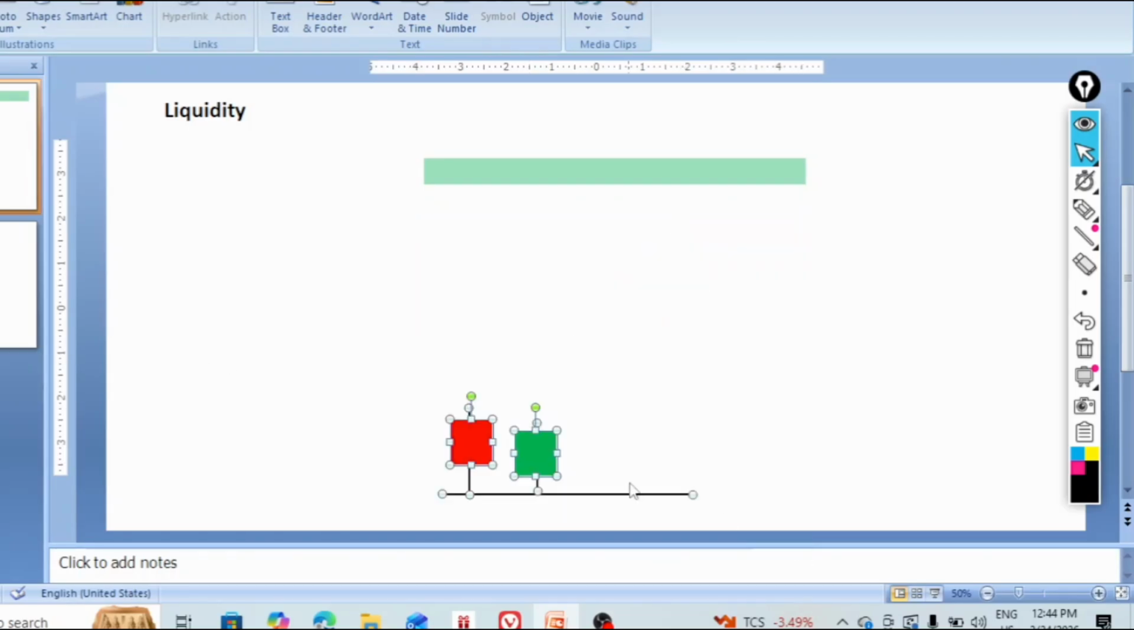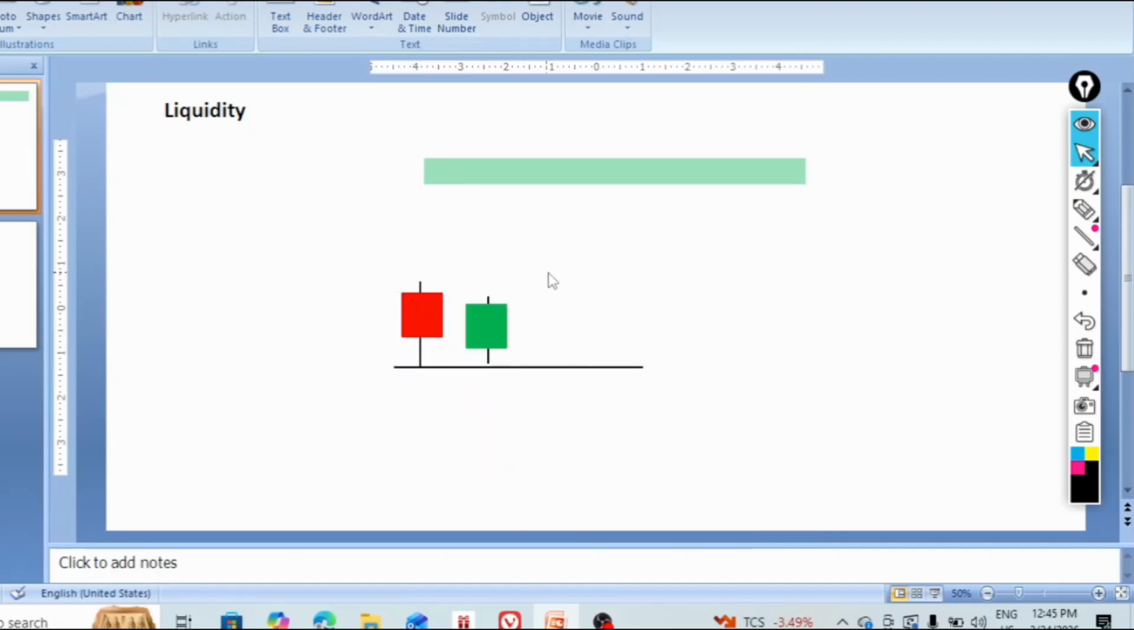This is an equal low, right? It has the same low. See here, this is the equal low. One candle can be here, and another candle can be here. It doesn't necessarily have to be very close to each other. It can be like here as well. So here we have the equal low.